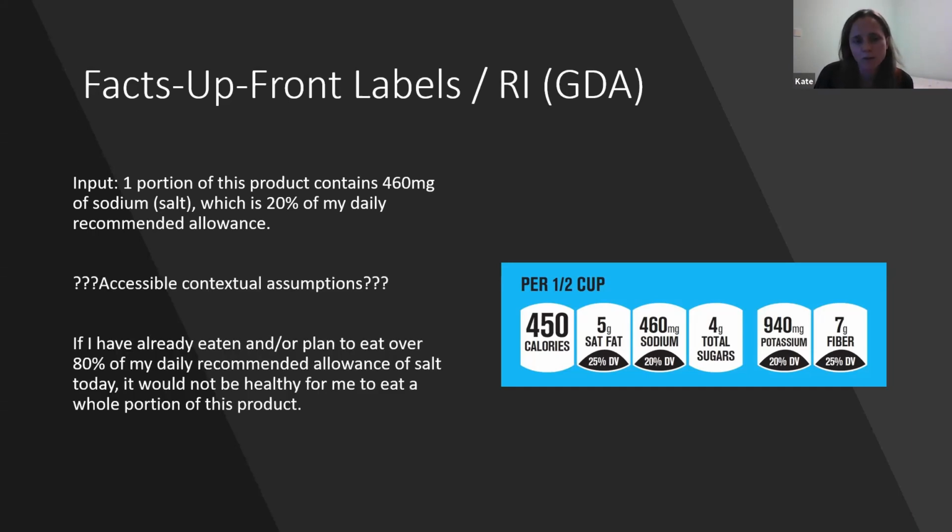So the best I could come up with was something like this as a contextual assumption. If I have already eaten and or plan to eat over 80% of my daily recommended allowance of salt today, it would not be healthy for me to eat a whole portion of this product. Now that's very complicated, and still there's lots of questions there. You need to be thinking about what you've already eaten that day, what you plan to eat later on, what the nutritional value of those other products is, how much of this product do you plan to eat? Lots of questions, very hard to reach a conclusion based on this input.